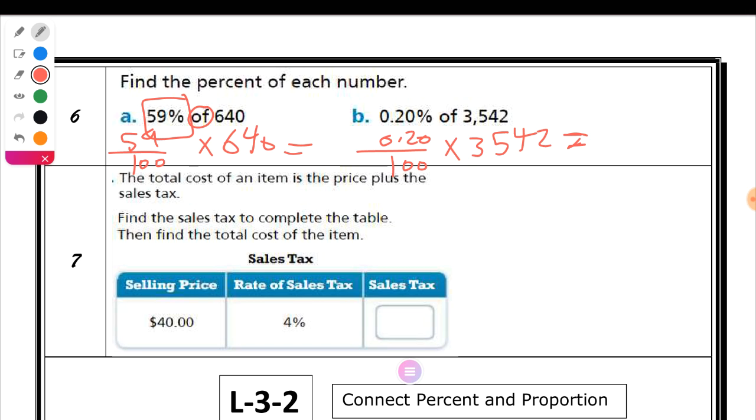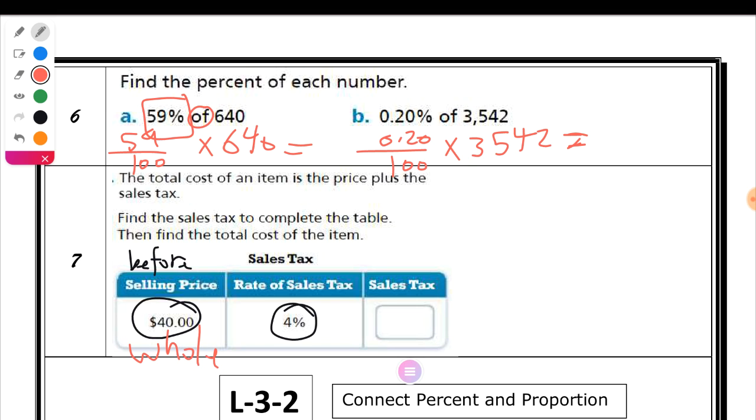The total cost of an item is the price plus the sales tax. Always, if you buy from any shop, it will give me the main price or the original price, and adding to it 10%, maybe 10% as a tax or 5% as a tax. Here in our problem, the tax was 4%. So I have the percent and have the selling price here before. So before adding the sales tax, it always becomes the whole. So this is the whole number.